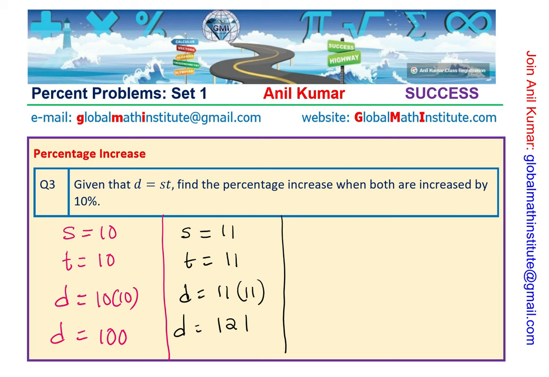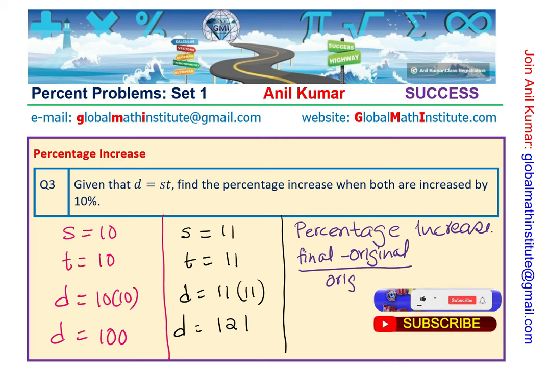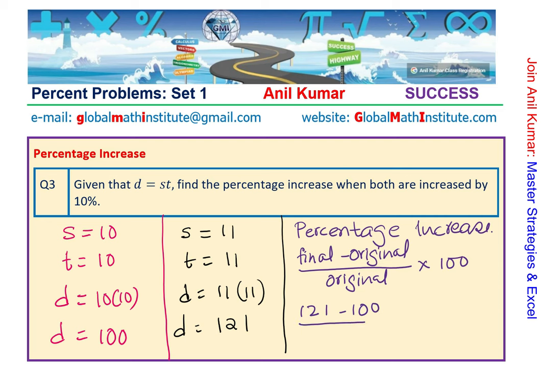Now we need to calculate percentage increase. So can you tell me the answer? So percentage increase will be final minus original divided by original, right? Final minus original divided by original, that becomes a formula, times 100 to find percentage increase. So increase is final minus original. So it is 121 minus 100 out of 100 times 100, correct? And that gives you 21 as your answer.